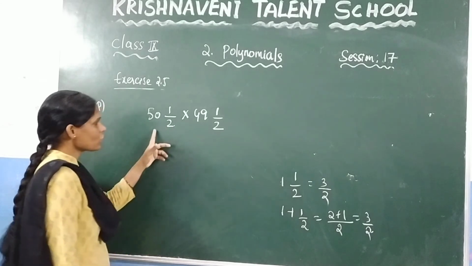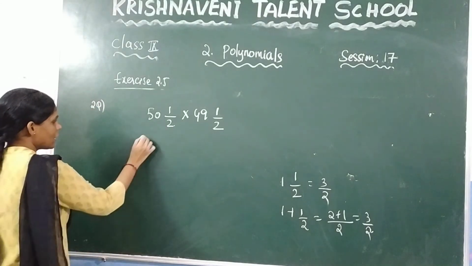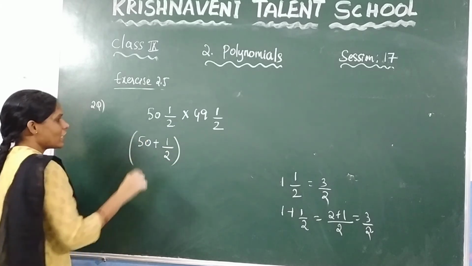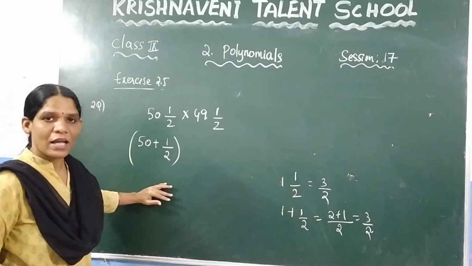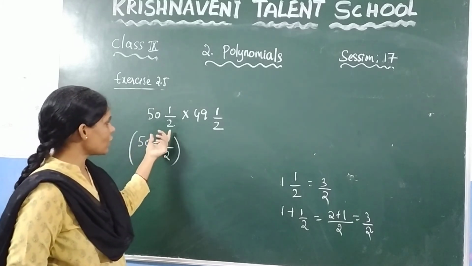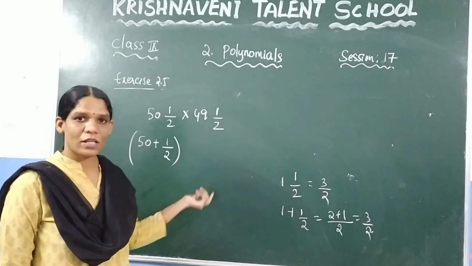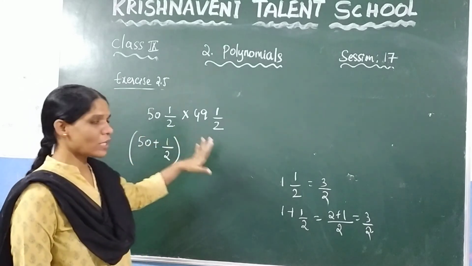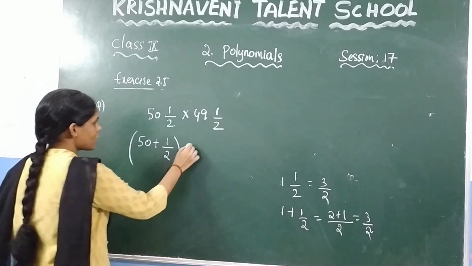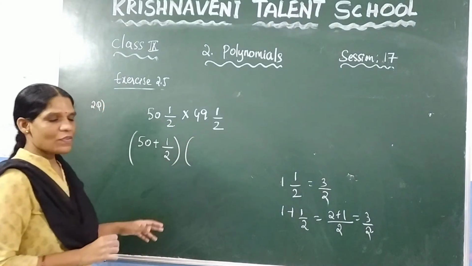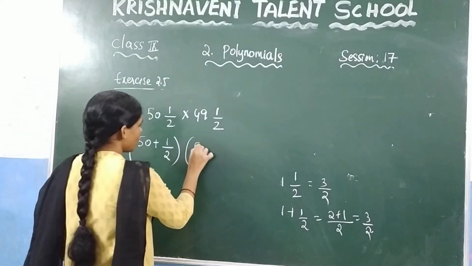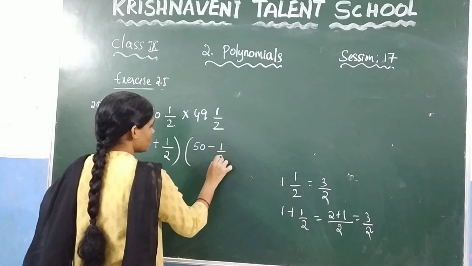So in case of 50 1 by 2, I am writing here 50 plus 1 by 2. Why am I writing like this? Because we have to write this in the form of one identity, and for that you can observe that you can write this as either a plus b whole square, or a minus b whole square, or a plus b into a minus b. Which identity do we need to apply here? We can check it. So like this we can write it here. And after that, this 49 1 by 2 you can write as 50 minus 1 by 2.